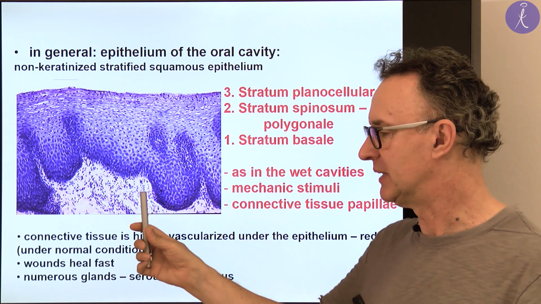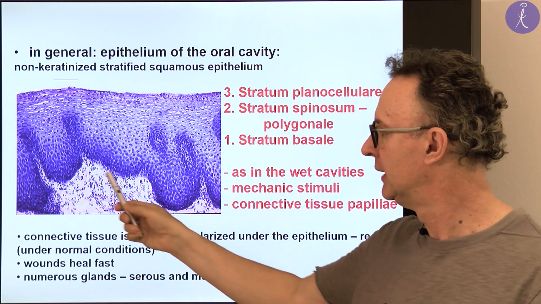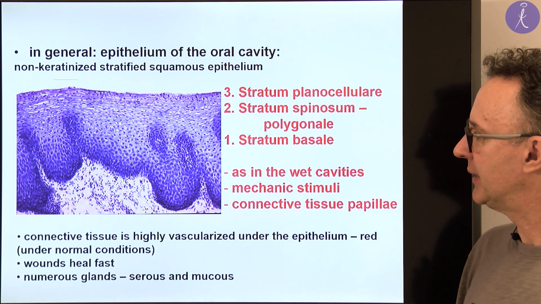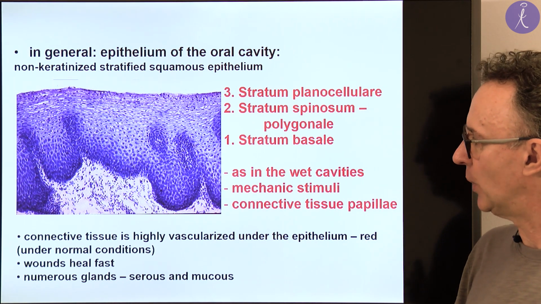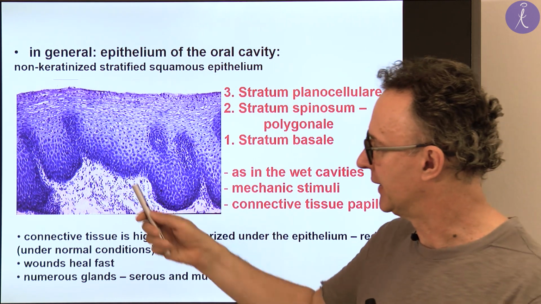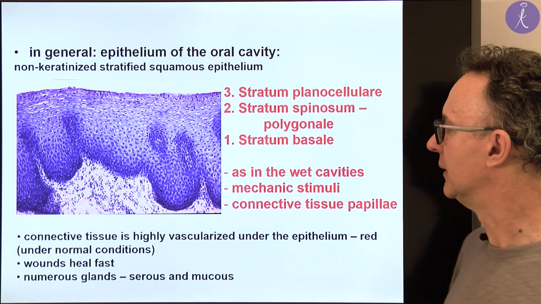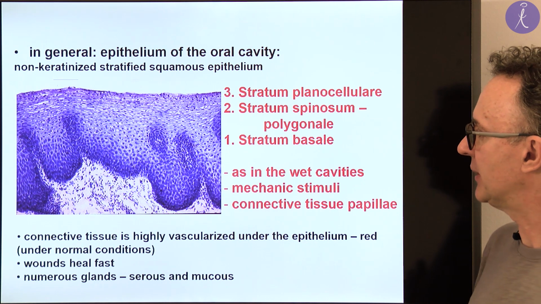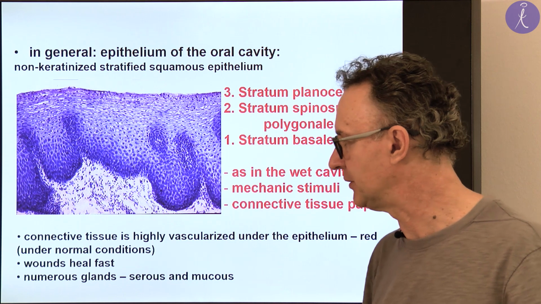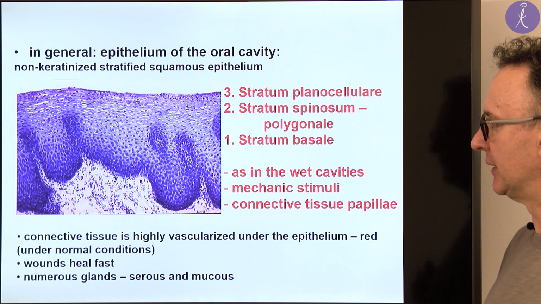You see also, which is typical not only for the keratinized but also for the non-keratinized version, we see connective tissue papillae which provide a dual physiological role. One is the more stable connection to the underlying connective tissue. So this way, this is resistant to mechanic stimulus. And the other is the better blood supply, because with the way we transition between the epithelium and underlying connective tissue, we have more capillaries providing better blood supply.